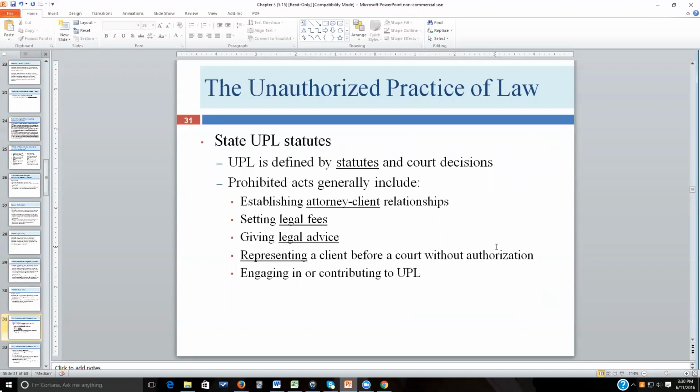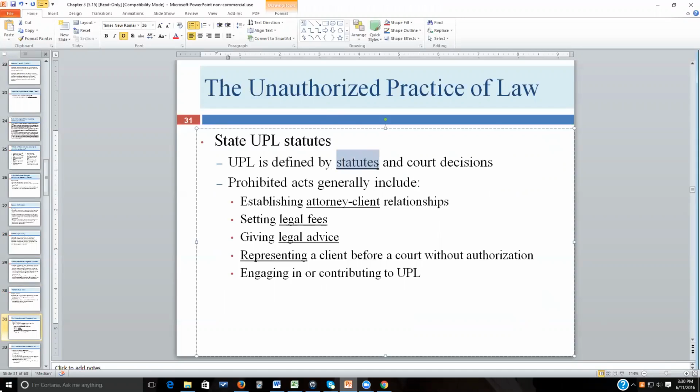So let's look a little bit more at the unauthorized practice of law requirements, where UPL is the typical way people discuss this. We're going to look at statutes, but of course, statutes can be interpreted by courts. So we also have the common law. We look at court opinions too to see how particular terms in the statute have been defined over time. So generally, what are the things that are prohibited? Well, of course, establishing the attorney-client relationship, setting legal fees, giving legal advice, and representing a client before a court when the court has not authorized it. And of course, in any way facilitating someone else doing that. Those are ways that you get into the unauthorized practice of law.